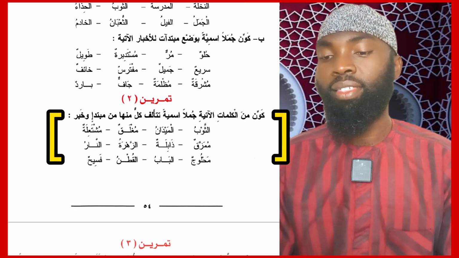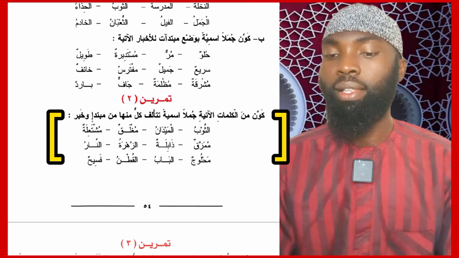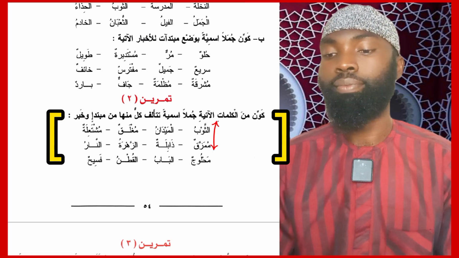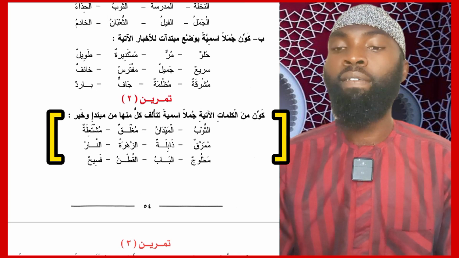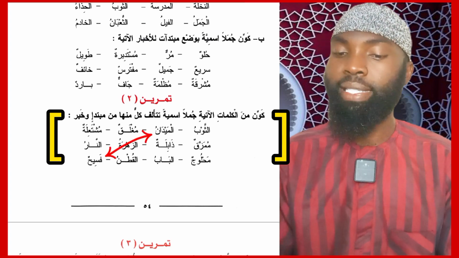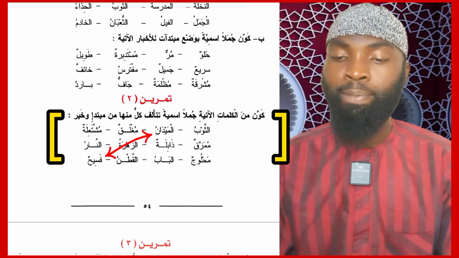The first we have athawbu, which is shirt. What can we say? We can say athawbu mumazzakun. The shirt is torn. Next we have al-maydanu, which is the field. We can say al-maydanu fasihun. The field is wide, spacious.